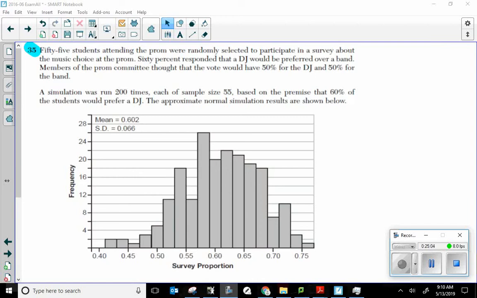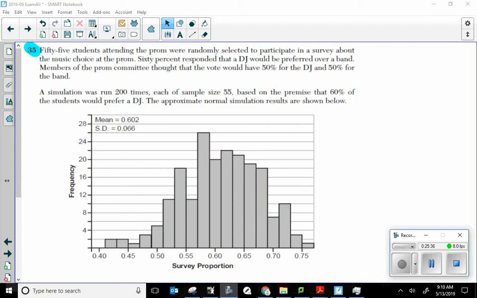Number 35 is a data and stats problem, and this actually came off our very last lesson. This was one of the problems that we did. Unit 5, Lesson 6, I believe. Anyways, 55 students attending the prom were randomly selected to participate in a survey about the music choice at prom. 60% responded that a DJ would be preferred over a band. Members of the prom committee thought that a vote of 50% for the DJ and 50% for the band might happen.